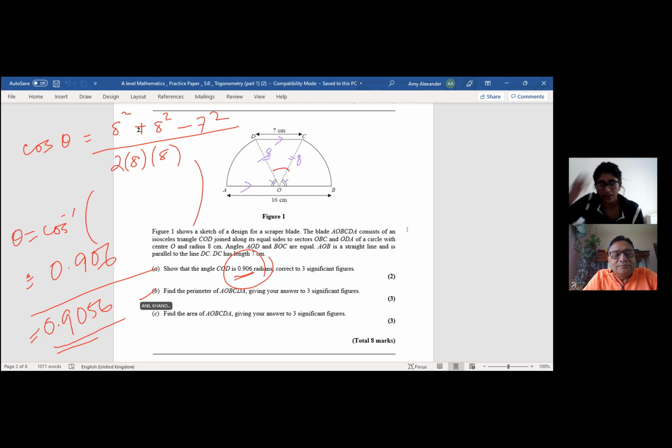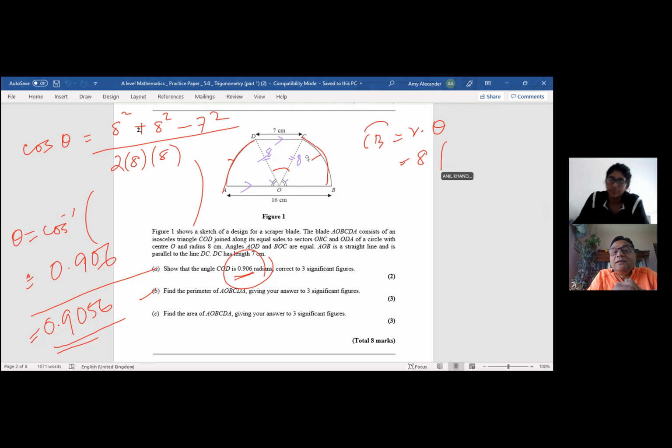So part B is find the perimeter of A, O, B, C, D, A, giving your answer to 3SF. So this arc is equal to that arc. What is the arc CB equal to? R theta, right? 8 times the angle. So what is this angle? You found 0.906, right? So this angle is 180, oh sorry, pi.